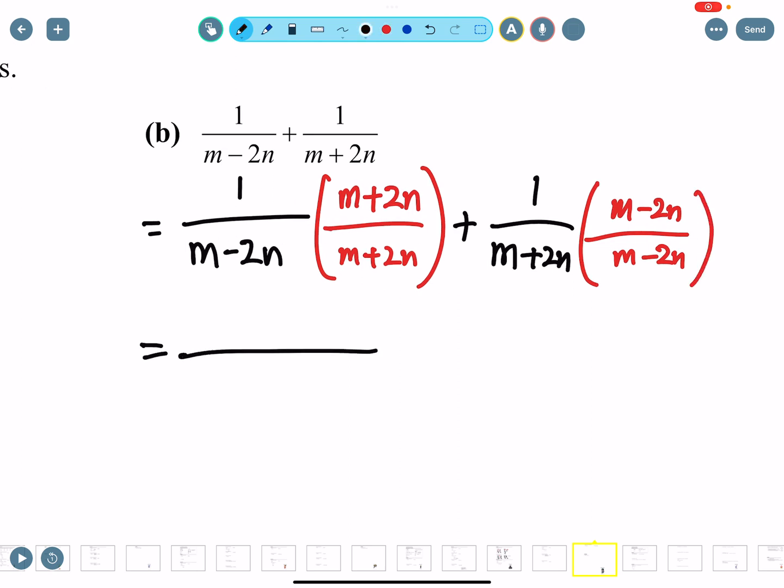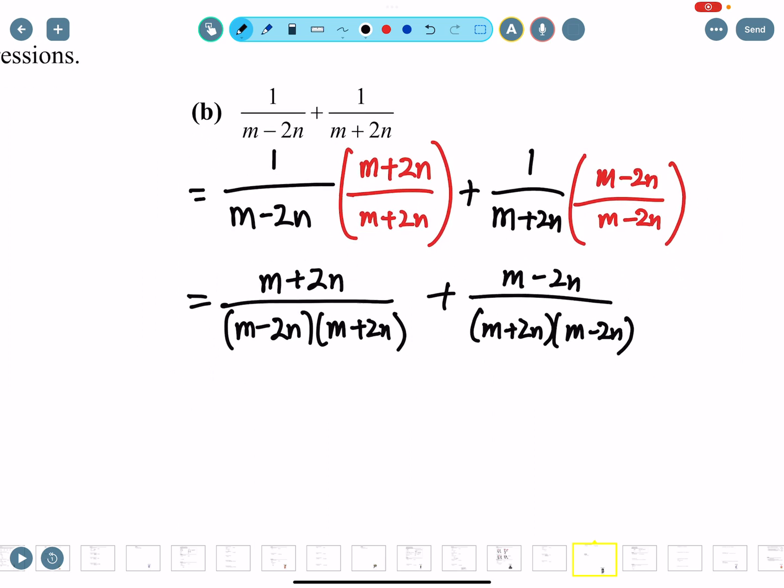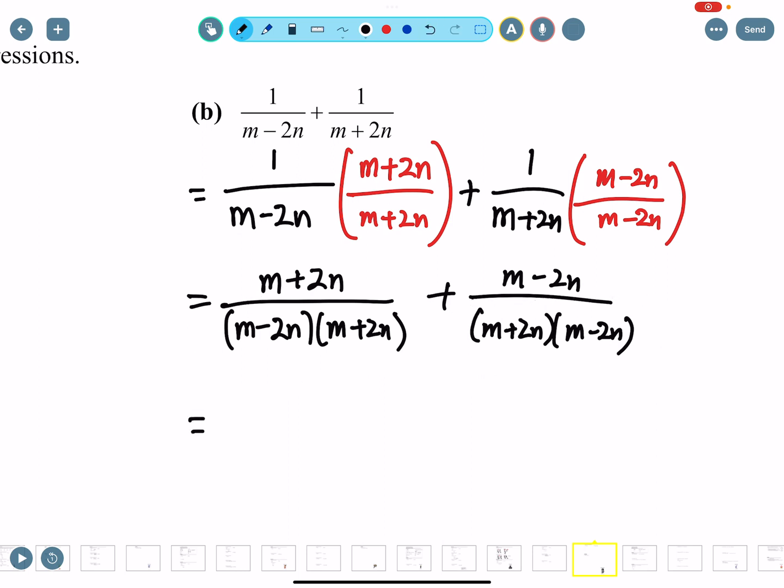Okay, so on the top, going to be just m plus 2n. Anything times 1 is the same thing. And then the bottom, be careful, it's going to be m minus 2n times m plus 2n. So in brackets, like that. The top here, m minus 2n. The bottom bracket, m plus 2n times m minus 2n. So actually, these two are the same now. One is a plus, one is a minus, right? They're both the same. When you combine them, it's going to be m plus 2n.